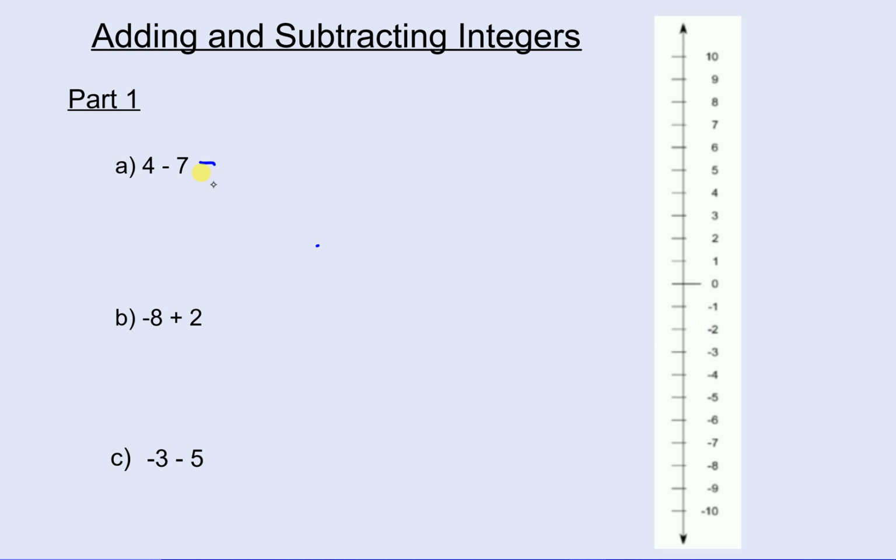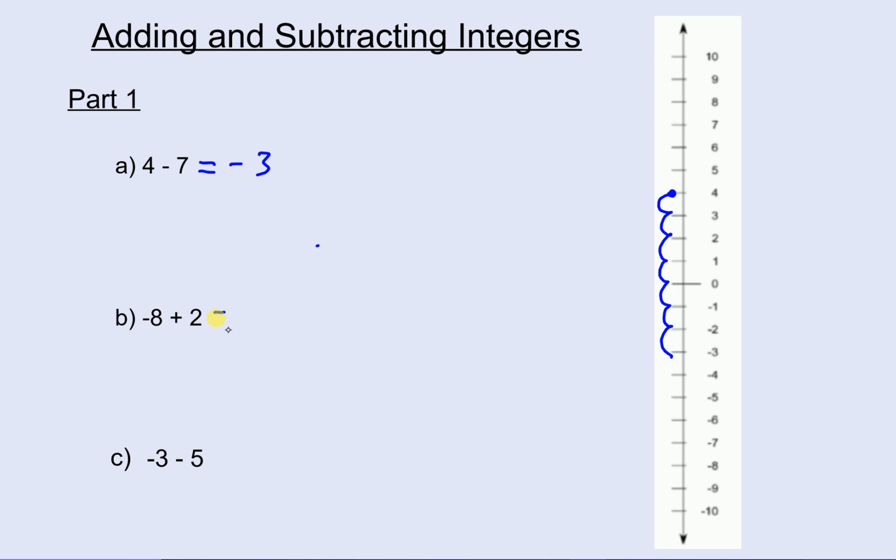We've got 4 take away 7. So the first number you've got here, 4, is always your starting point. I'm going to make a note of that. I've got 4 over here, so that's my starting point. I'm going to take away 7, so taking away means I'm going to go down this number line. So I've got to go down 7 spots: 1, 2, 3, 4, 5, 6, 7. Where I finish, that's my answer. So I've finished at -3. And there we go, that's my answer.